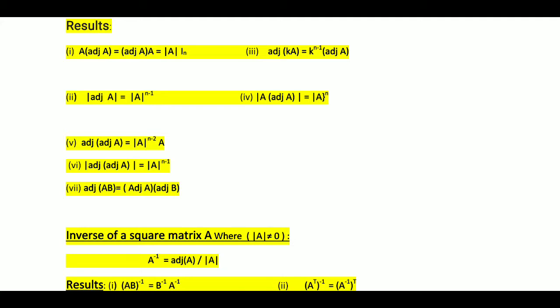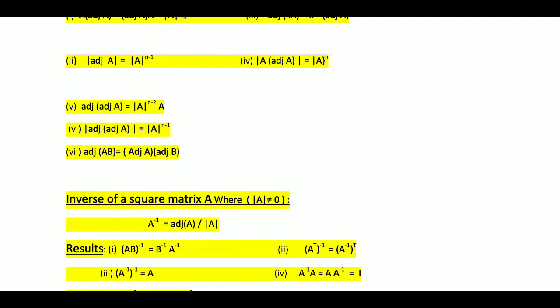6. Determinant value of adjoint A is equal to determinant A power n minus 1. Now, the adjoint of a product of two matrices: adjoint of A into B is equal to adjoint B into adjoint A. We can take separate matrices and find their adjoints and then multiply them. Or in a similar way, if we multiply them, then find the adjoint, we will get the same value.